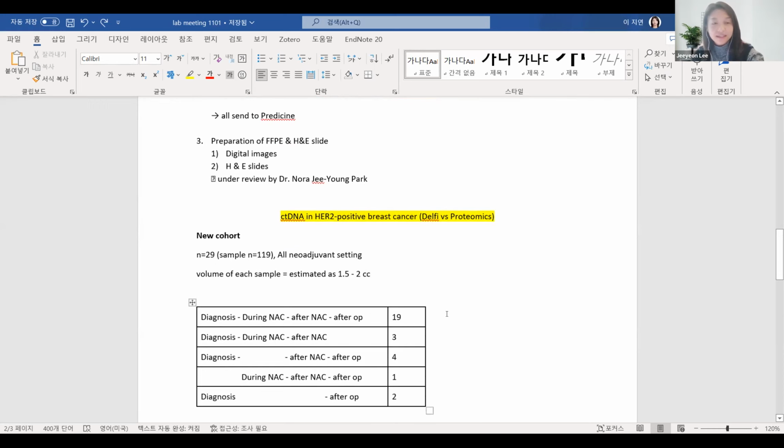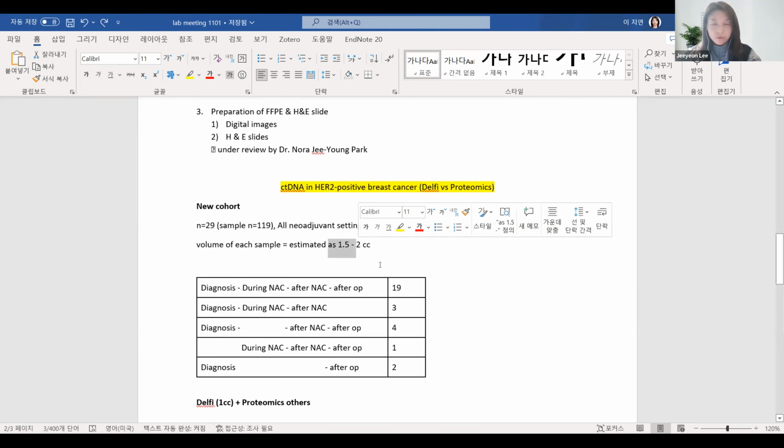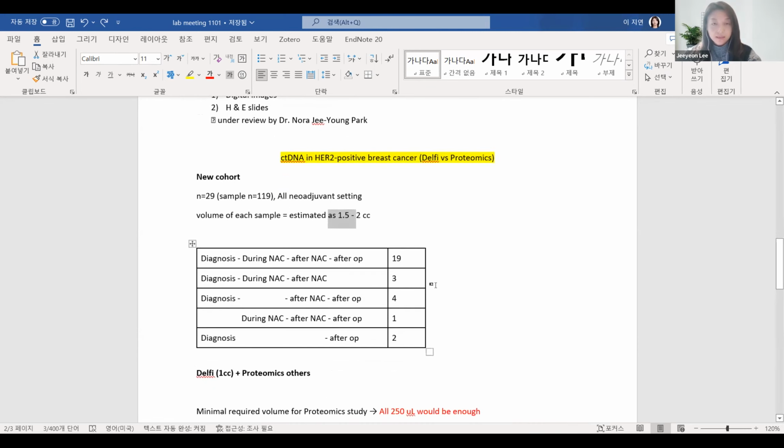And so that is the next new cohort. The patients were 28 patients, and the sample number was 190. It was similar to before, but the plasma volume is much less than the previous cohort. So that's why I couldn't use this one for Persistent, but I think we can use it for Delphi and Proteomics. It could be only 1.5 to 2 cc, I guess.